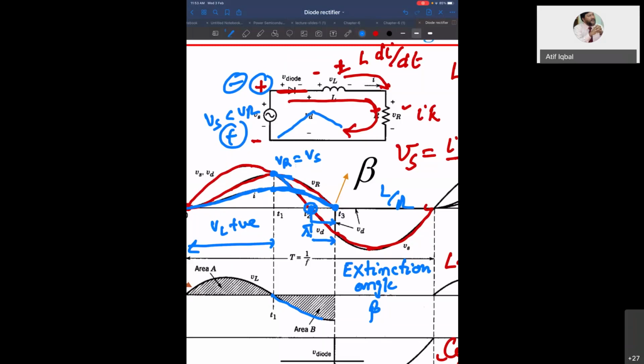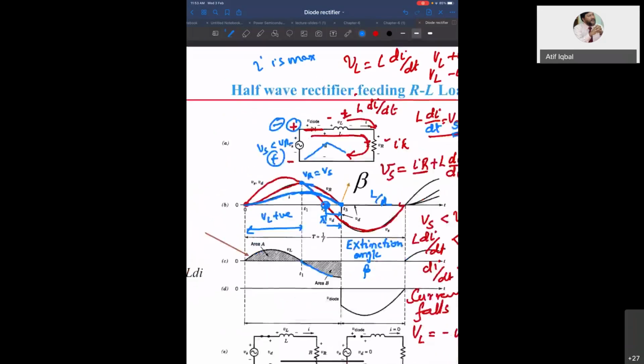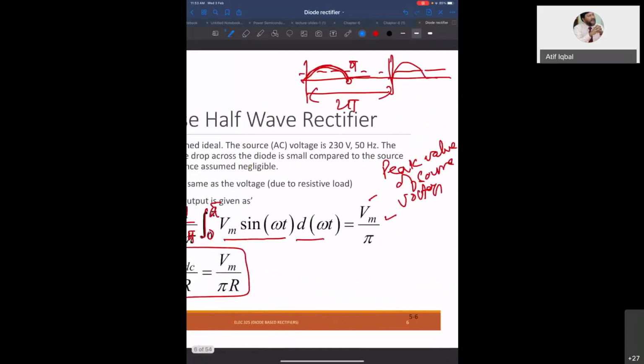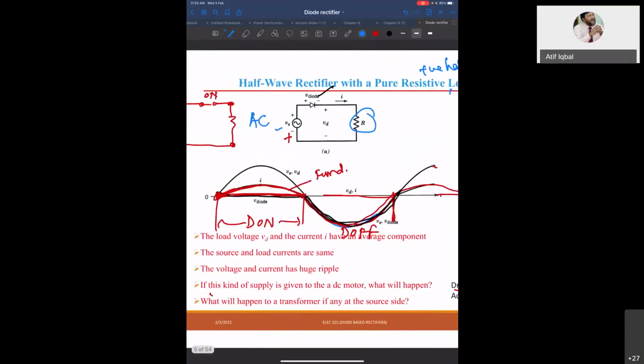This is due to the fact that there is an inductor in the circuit. The inductor does not allow a quick fall in the current. It takes some time for the current to slowly fall. And you have already seen the resistance behavior. You see, this was the resistance.